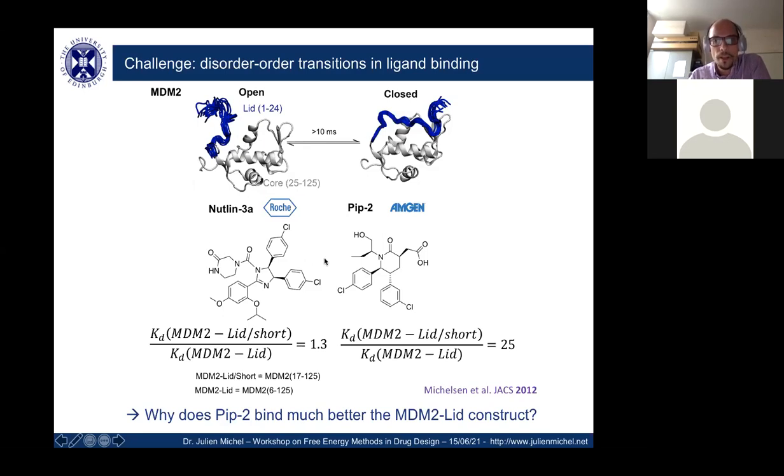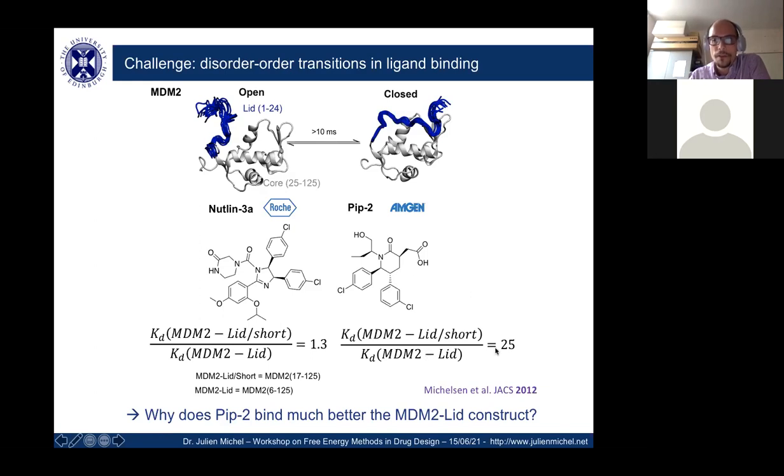Now, what we find interesting in this system is that if you carry out biophysical measurements to determine the dissociation constant for this compound, we can see that, for instance, for this scaffold, nutlin-3a, if you truncate the lid somewhere here and make a short variant of this, it doesn't really affect the binding affinity of this compound. If you look at the ratio of dissociation constants between a construct with a truncated lid and a full lid, it's almost 1. Now, if you take this scaffold here, the piperidinone scaffold, we see a different picture.